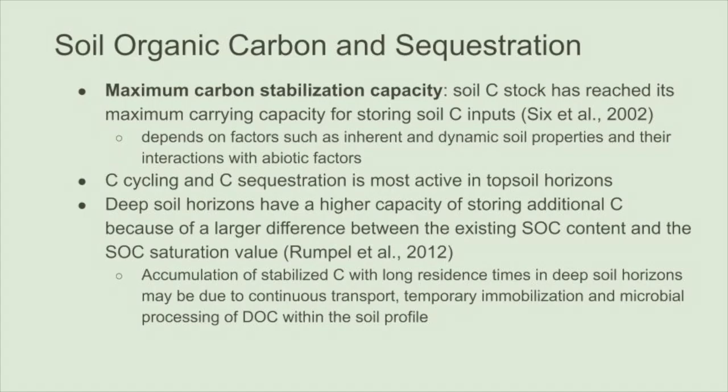The concept of soil carbon saturation implies that the soil carbon stock has reached its maximum carrying capacity for storing soil carbon inputs. This threshold, which depends on many factors, including inherent and dynamic soil properties and their interactions with abiotic factors, is also known as the maximum carbon stabilization capacity. It infers that soil carbon stabilization curves are not infinitely increasing, and that when a carbon saturation level is reached, soil organic carbon sequestration comes to an end. Soils stop being a net carbon sink and can become a net carbon source instead. As such, soil organic carbon sequestration has spatial and temporal limitations and is a reversible process.